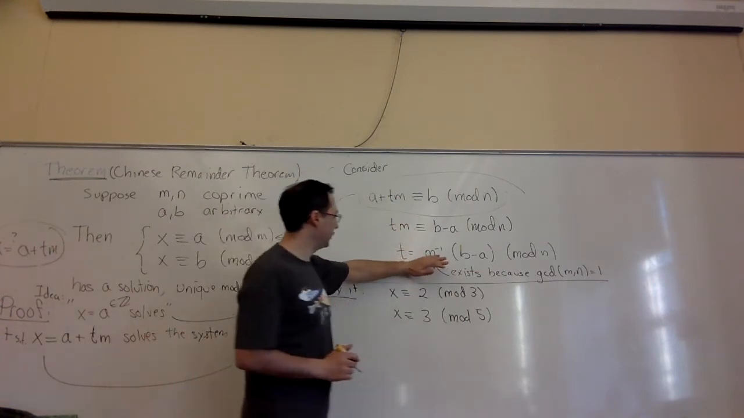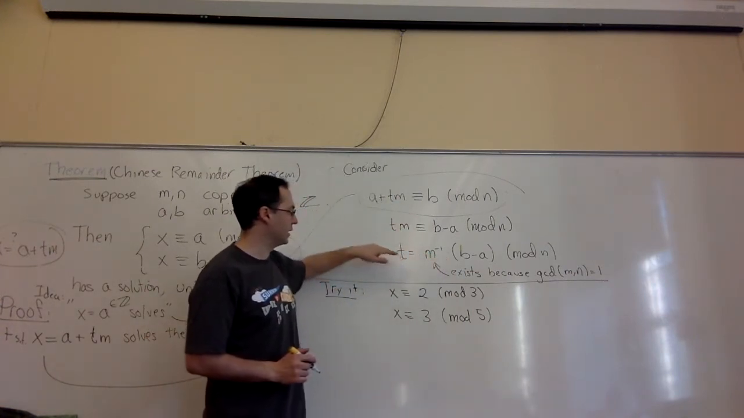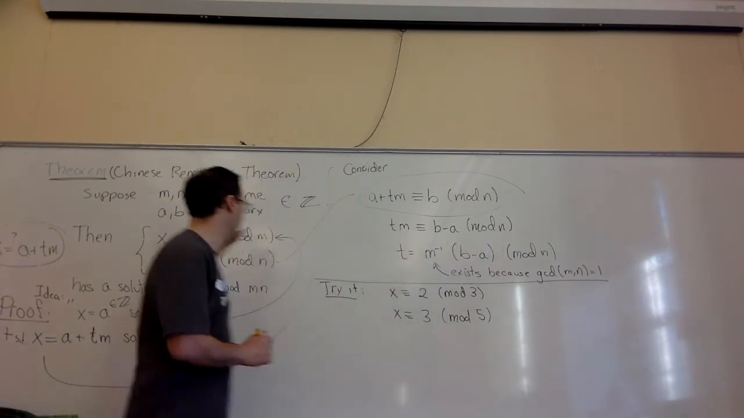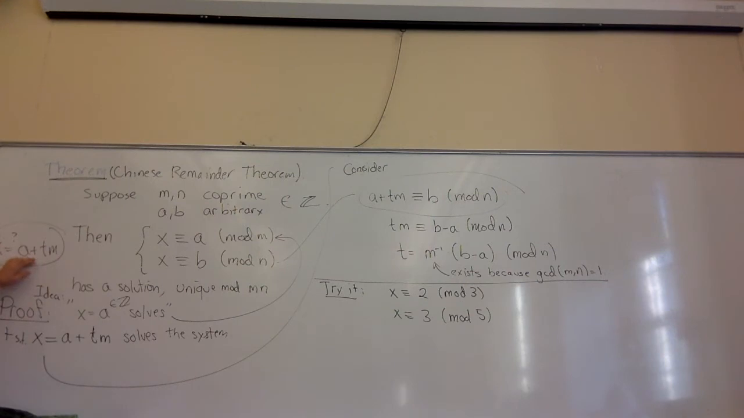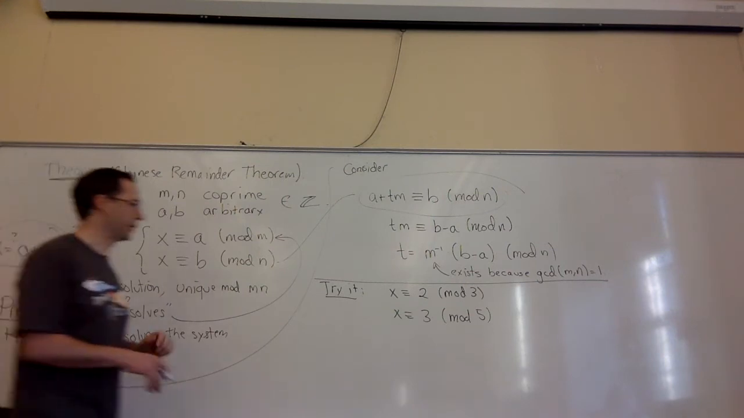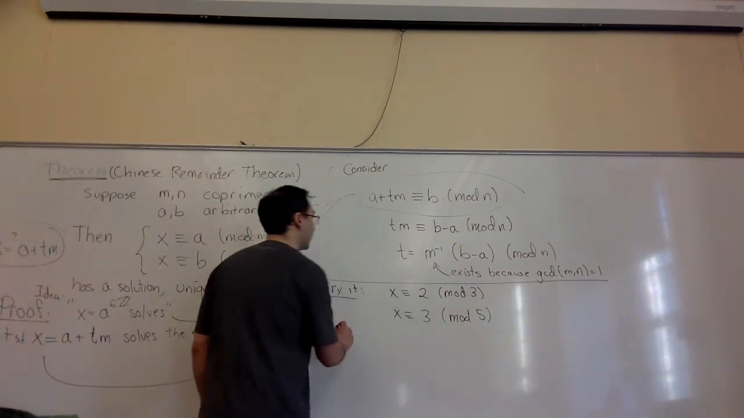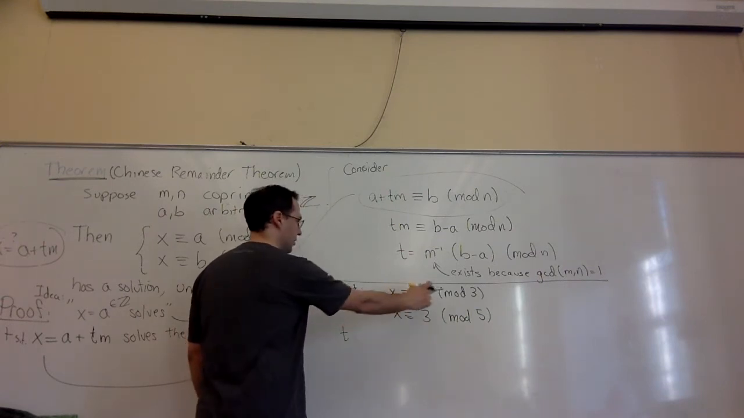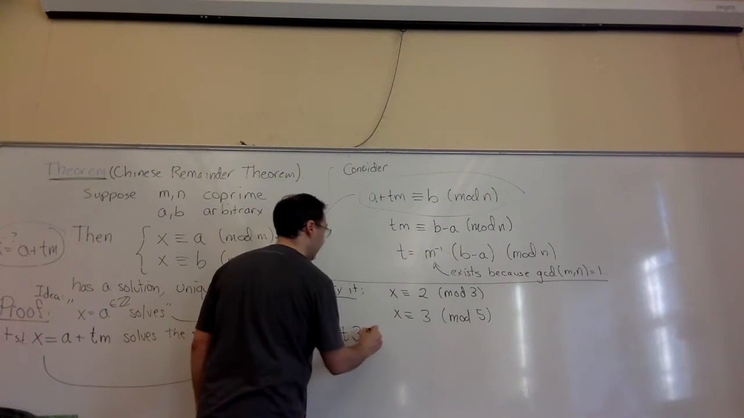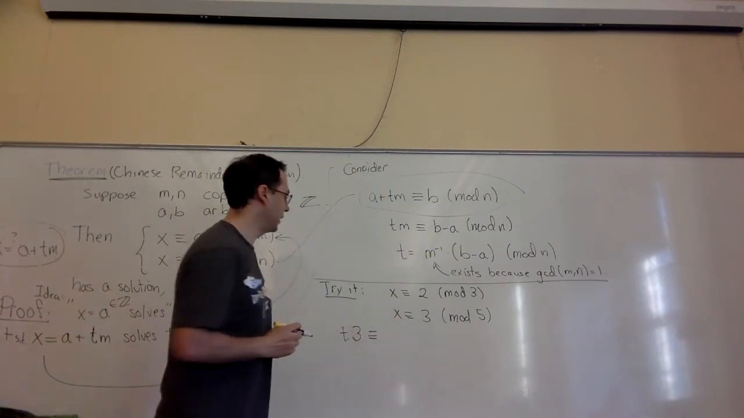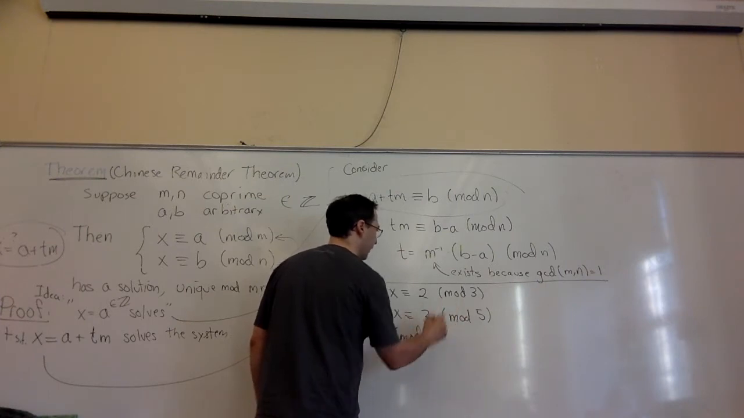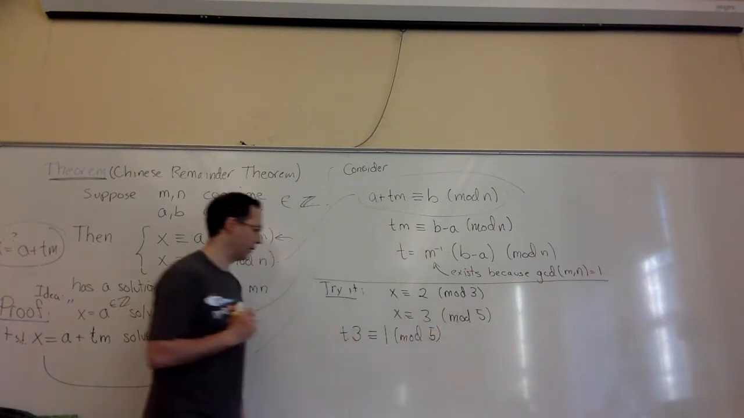Well, you have to watch out. You have to choose a t that's an integer that is congruent to this number modulo n, and then you use it over here, which is a subtle point. You can mess up that step if you're not careful. Okay, so we consider the equation t times m. M is just 3, so t times 3 is congruent to b minus a, which is 1, modulo n, which is 5.